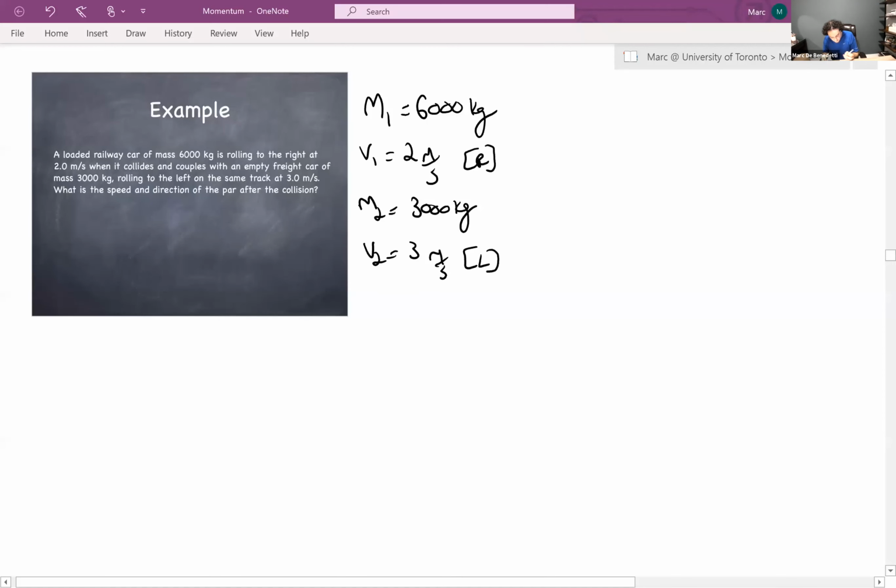What is the, oh, and they couple together. Okay, and what is the speed after the collision? Okay, so I've written down all my information. It looks pretty clear here, looking at the variables that were given and the variable that we're asked for. It's pretty clear to me that this is a momentum question.